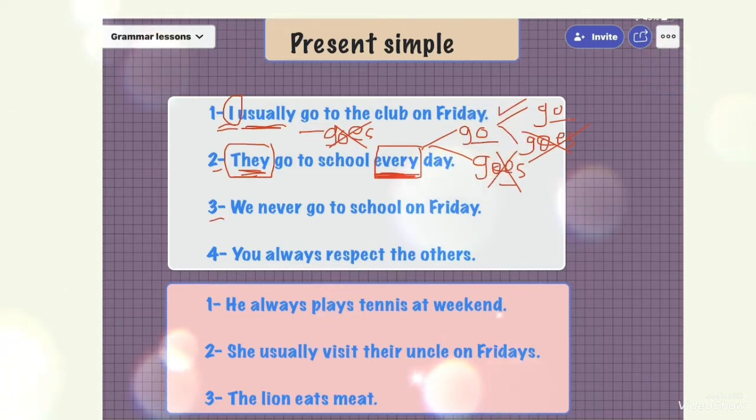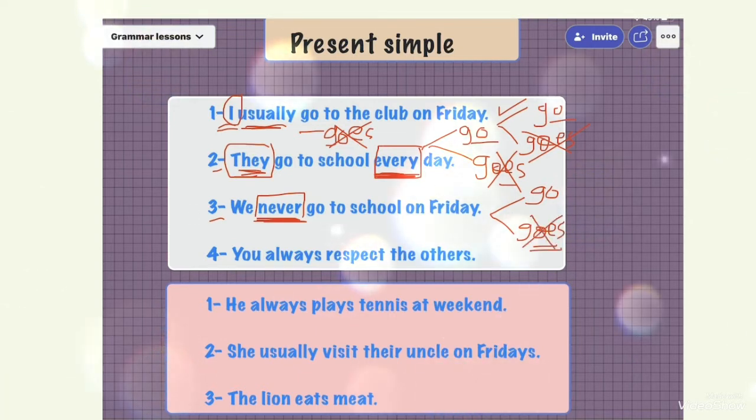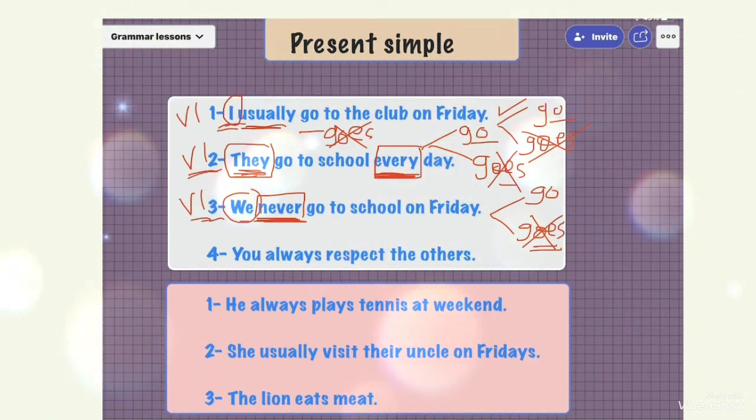Number 3, we never go to school on Friday. What is the key word? The key word is never. So here I have the key word never. It means that I will use either go or goes. Can I use goes? No. Why? Because I have we, and we takes only V1. I takes V1, they takes V1, and we takes V1.